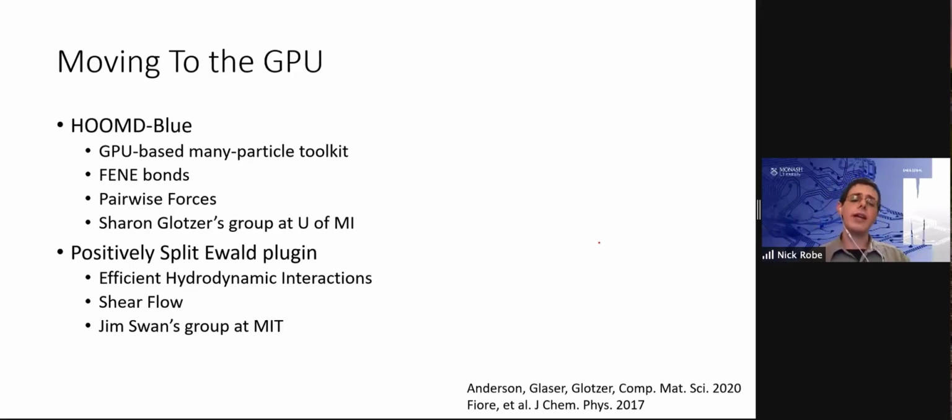There's also a plugin designed for HOOMD, designed by Jim Swan's group at MIT, to efficiently compute the hydrodynamic interactions between beads in these GPU simulations, and it also includes a number of shear flow conditions built in. So we're looking to combine these two tools to improve our simulations to study the dynamics of these sticky star networks.